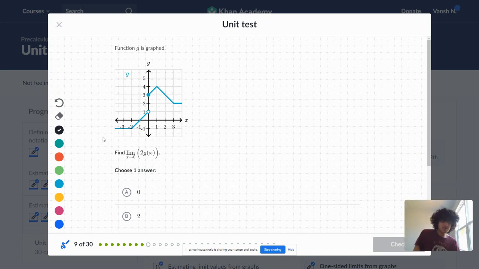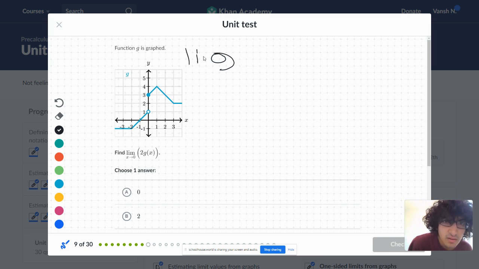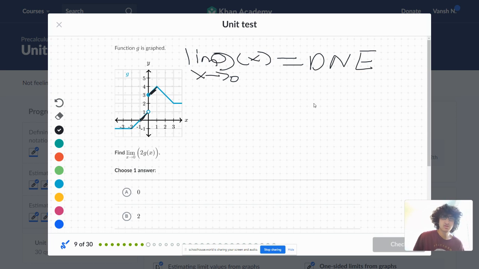Okay, so the limit as x goes to 0 of 2 times g(x). So let's just find the limit as x goes to 0 of g(x). It looks like that is going to be d and e, because from the left it goes to 1, from the right it goes to 3. So this is going to be d and e. Then obviously 2 times that will also be d and e. So yeah.